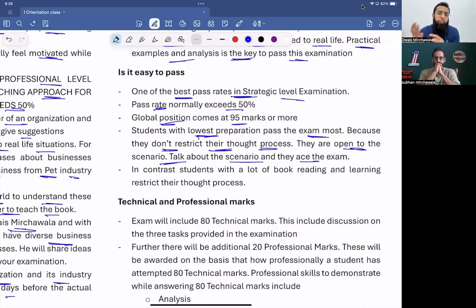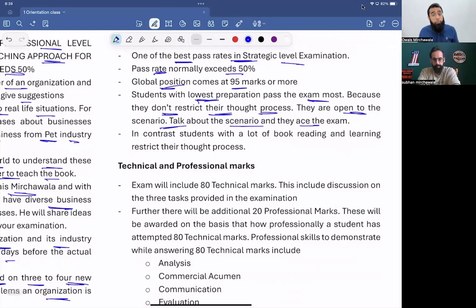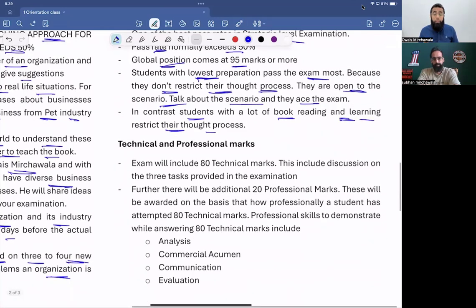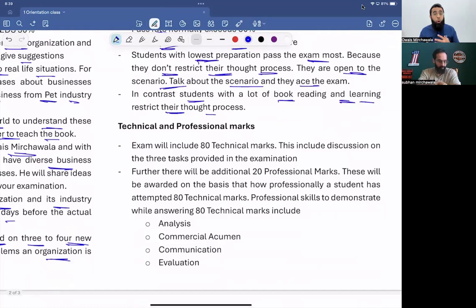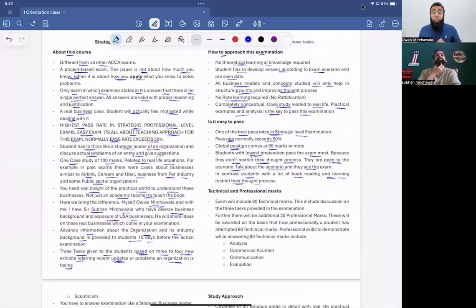Like if this course is of 120 hours, the course lectures are only like 40, 50 hours. The remaining 60 to 70 hours is past papers. And even in the course lectures, we'll be talking about business problems because that is what the examination requires. Students with a lot of book reading and learning restrict their thought process, which we don't want. And this is the reason why it's all about examples and discussion. So SBL is a very different type of exam, and very easy, very interesting.